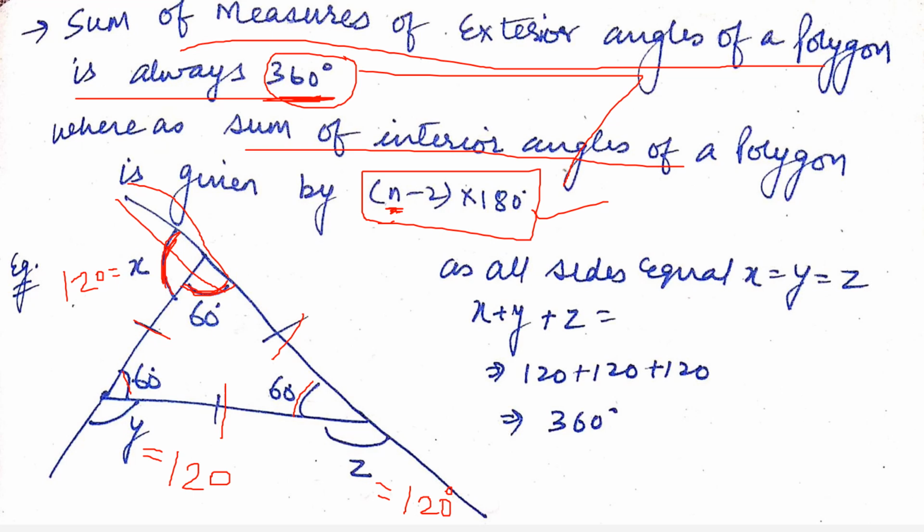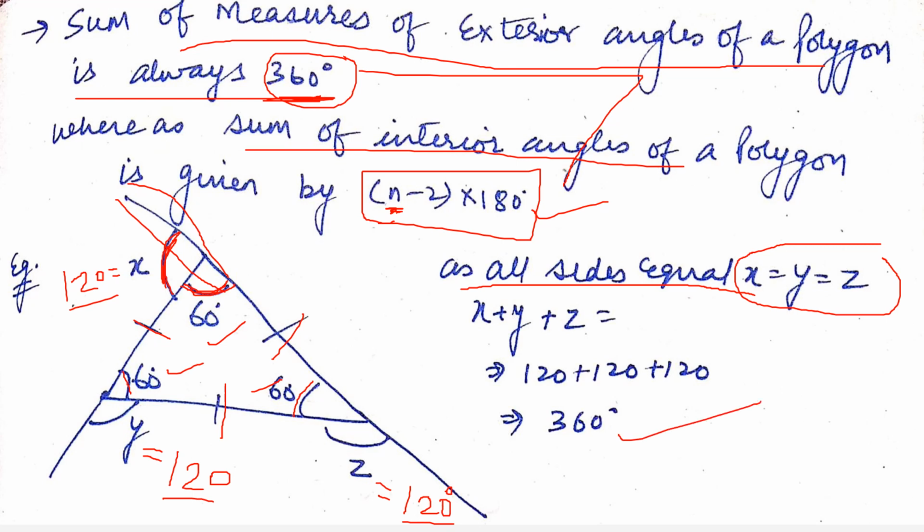One more thing to observe. When there is a regular polygon, but what is a regular polygon? A regular polygon is a polygon in which all sides are equal. When there is a regular polygon, all the interior angles are equal. You can say 60, 60, 60. And all the exterior angles are equal, 120, 120 and 120. Kindly note this in your mind. So you can see all sides are equal, that is giving us x equal to y equal to z, and the sum is coming out as 360, which we have learned as the property.